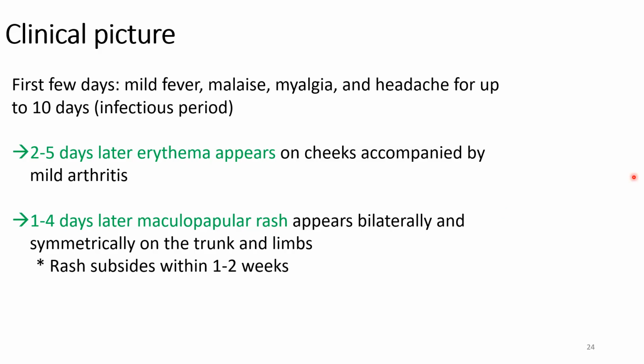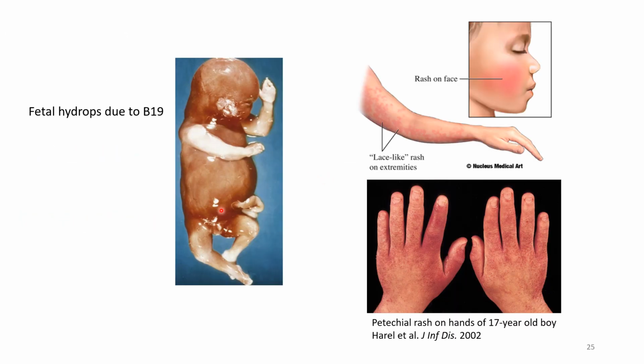Now the rate of maternal to fetal transmission, vertical transmission, is estimated to be around 33%, with fetal complications happening in 3% of infected women. So these pregnant women would get the virus infection from their children, for instance, from an infected child in the family, and this could result in fetal complications in around 3% of infected women. So what are these fetal complications?